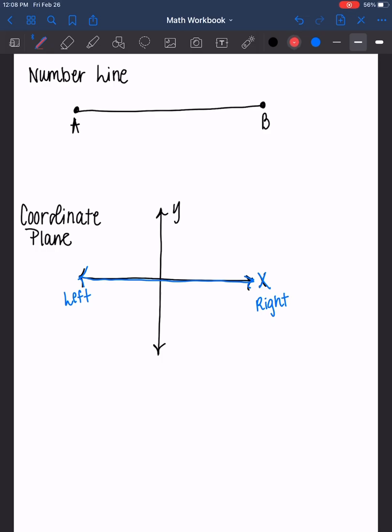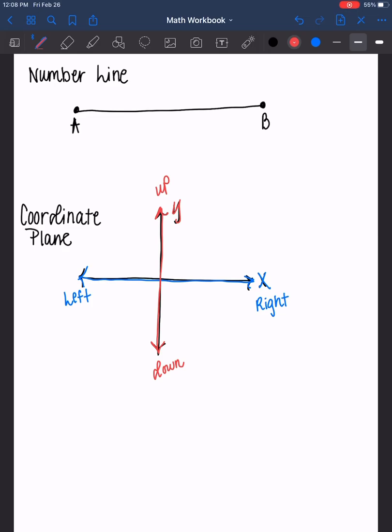Also, on the grid, the vertical line here is called the y-axis. Now, the y-axis is always going to run up and down. I'm going to draw that on here for you as well. Now, an axis is a line that we use to measure distance on the coordinate plane. To measure distance, the x-axis and y-axis need numbers.